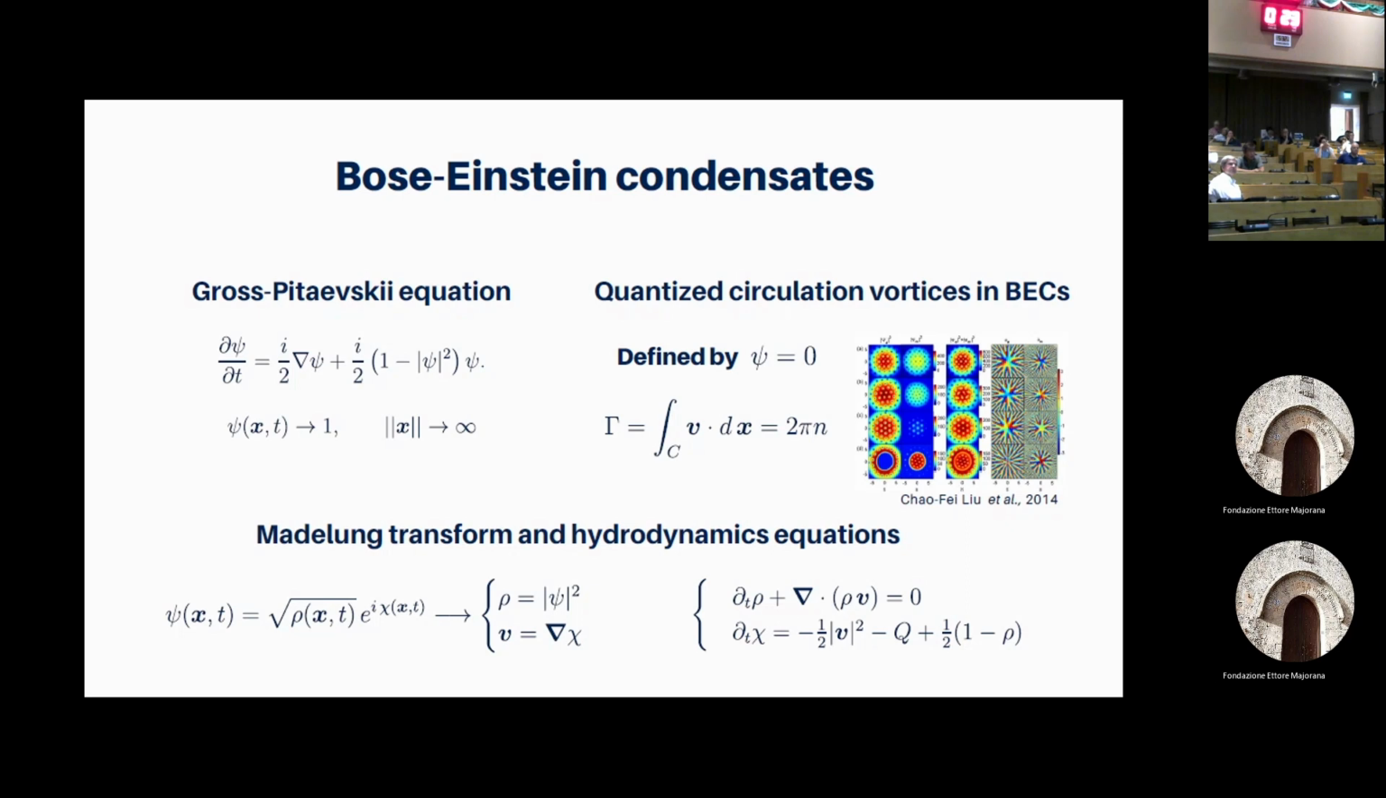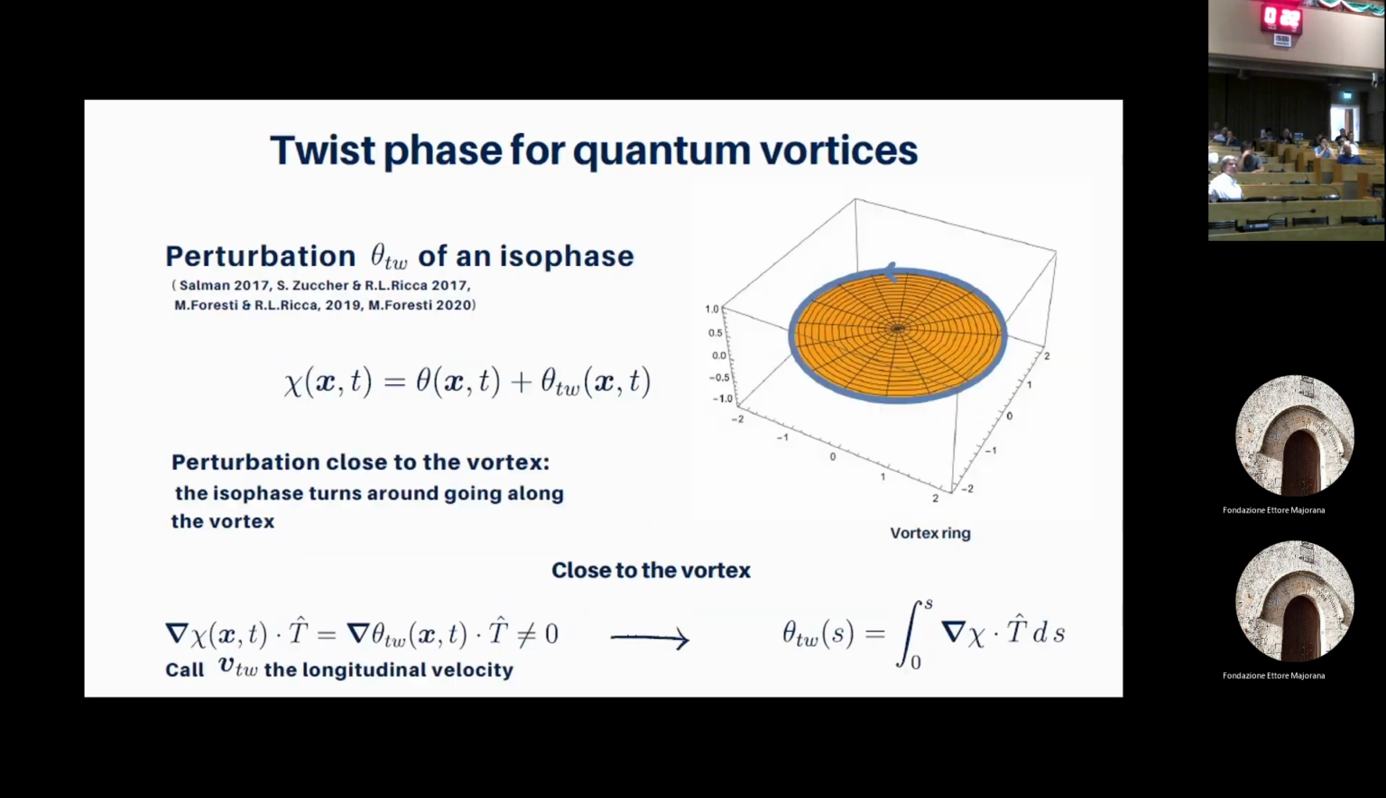For our work, we use the Madelung transformation. As you already know, the Madelung transformation permits you to watch the Bose-Einstein condensate as a quantum fluid with density rho and velocity v. Renzo called it u this morning, the velocity; I call it v, which is the gradient of the phase chi, which can be multivalued in presence of vortices. And obviously the hydrodynamic equations.